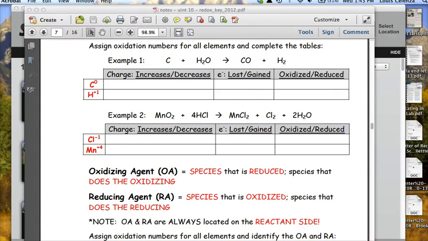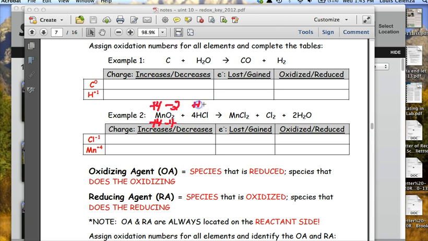Alright, the next one. Now this is going to be a little bit more tricky. So let's go through this. We know oxygen's a -2. But there's 2 of them, so that's -4. So the manganese, not magnesium, but manganese, has to be a +4. So the oxidation number for manganese is +4, and the oxidation number for oxygen is -2.